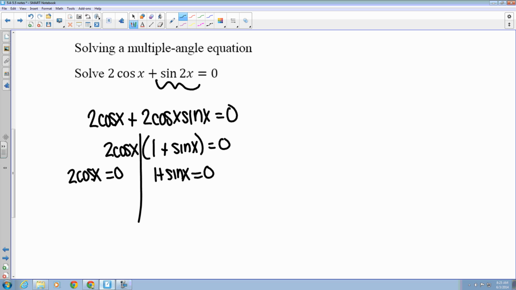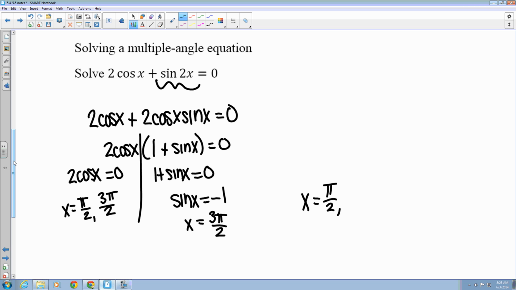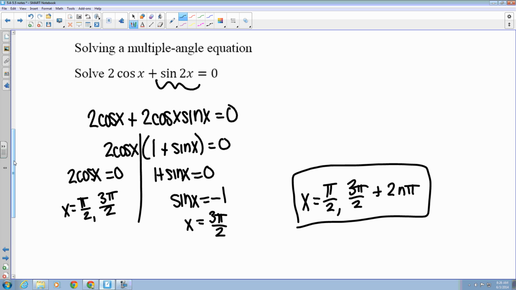Cosine of x is equal to 0 at pi over 2 and 3 pi over 2. And sine of x is equal to negative 1 at 3 pi over 2. It does not say that we're in the interval from 0 to 2 pi, so we have to add the 2n pi on. We don't need to repeat the 3 pi over 2, so we'll just say pi over 2, 3 pi over 2, plus 2n pi. That was a double angle equation.